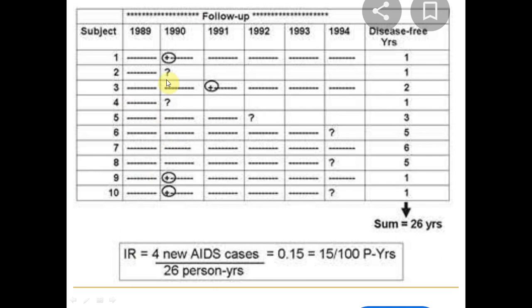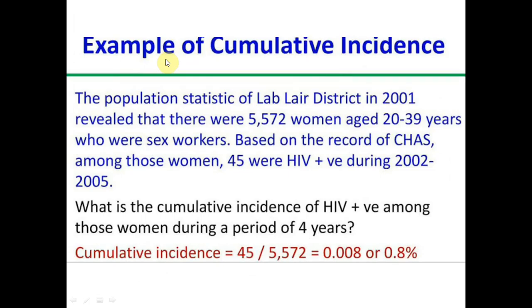Okay, so this question mark means the person is lost to follow up. I have mentioned to you the attrition factor in a cohort study or follow up study. He might have left the study. And this is a case. Once he becomes a case, after that we won't calculate the risk, because the risk was for developing the disease. So he has only 1 year at risk, and the second year he develops the case.